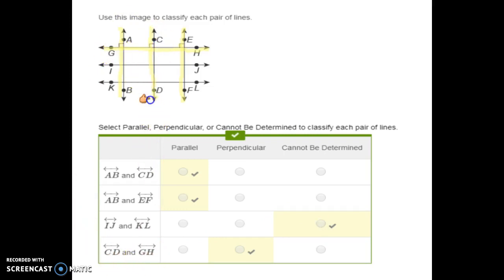So let's look at CD and GH. Okay, now these two, they've given us the symbol that there's a right angle. Because they meet at a right angle, we know that's the definition of a perpendicular line.